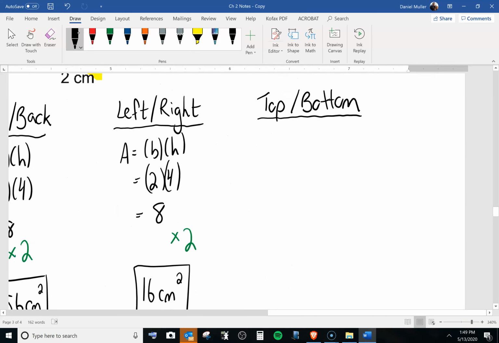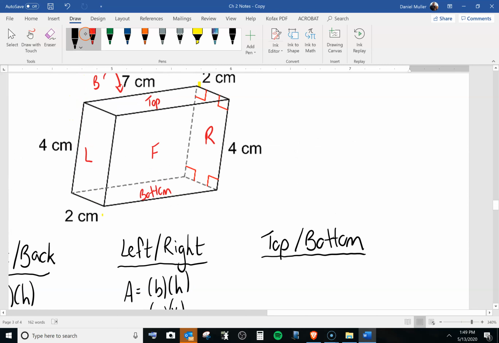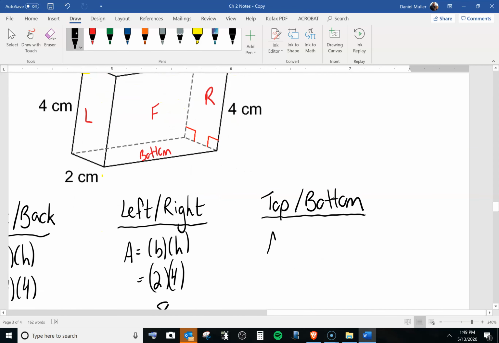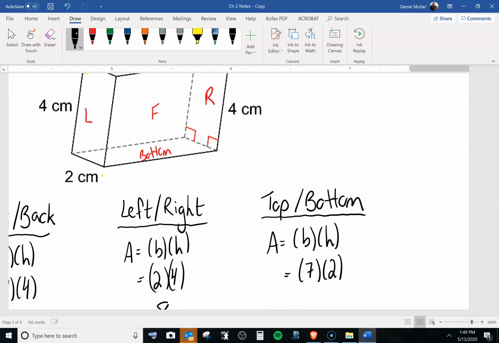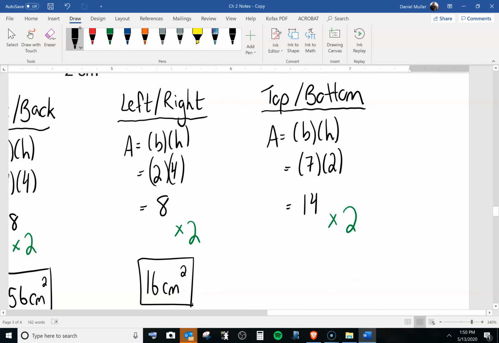The last we have to do is the top and bottom. So let's do the top and bottom here. So we got the base, 7 times the height. So 7 times 2. That's just a rectangle again. Area equals base times height. That is 7 times 2. Now if you did 2 times 7, that's okay. Doesn't matter. Order doesn't matter when you multiply. And so you get 14. Now I'm going to have to double that because the top and bottom are the same. So I get 28 centimeters squared.